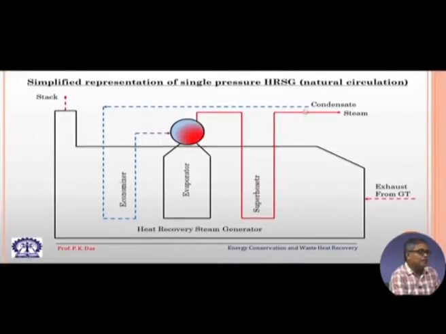So, from the steam side, condensate comes from the feed pump, goes through the economizer, and goes here for the evaporation. There is a steam drum and there is a circulation. I have shown natural circulation, but there could be a pump also. After that, saturated steam comes out of the steam drum, is superheated in the superheater and goes out. So, this is your single pressure HRSG.